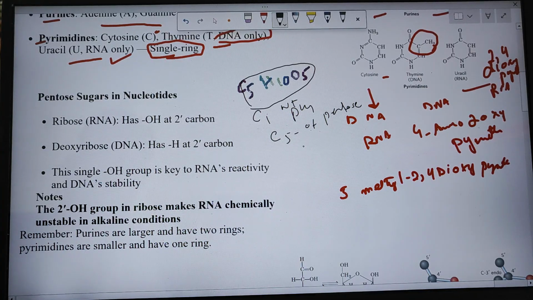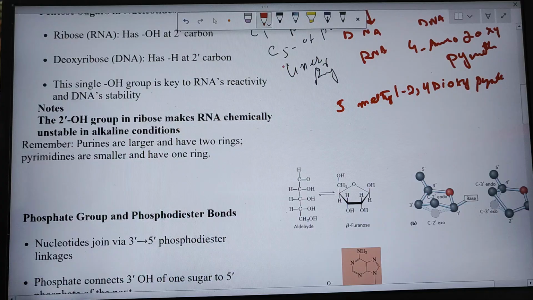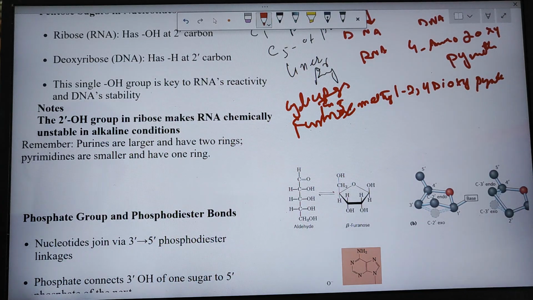Okay. Another important point to remember here is that the pentose sugar can be present in the linear form, okay, or in the ring form. But in the nucleotides, the pentose sugar is present in the cyclic ring called furanose. So the sugar present in the nucleic acids is in the cyclic form called furanose, okay, which is a closed 5-membered ring. Okay, got it.